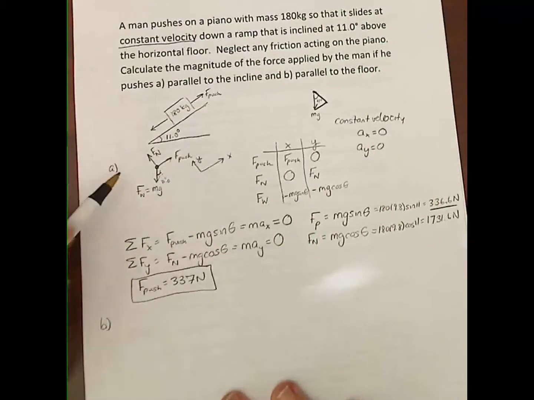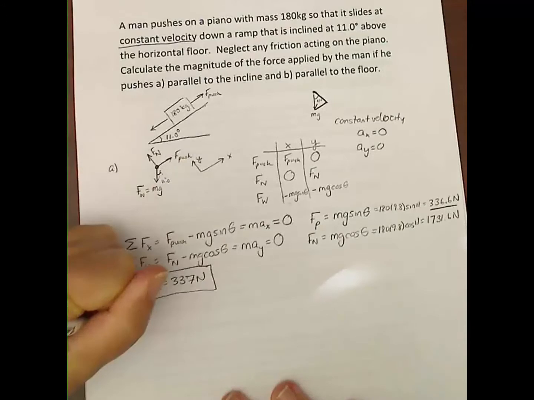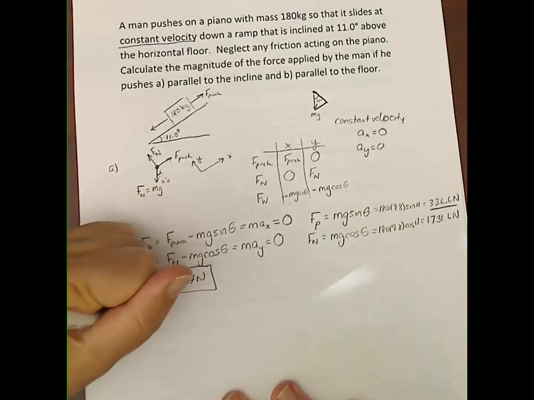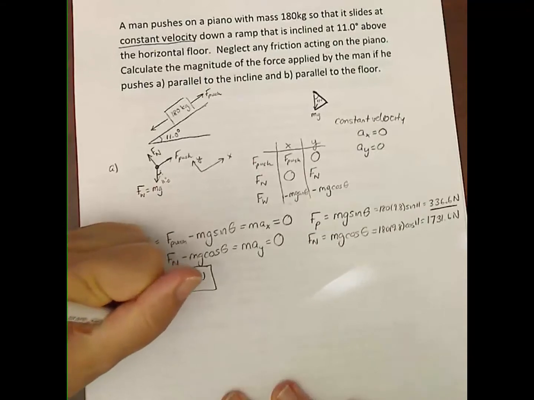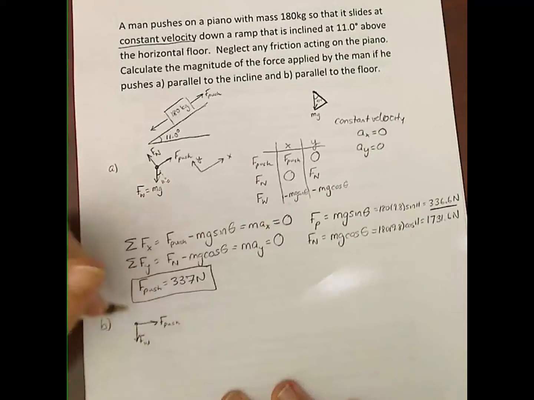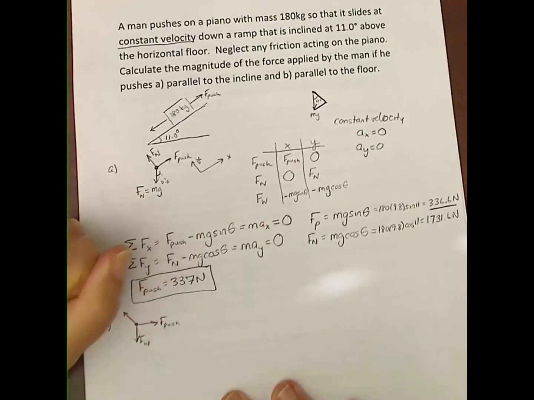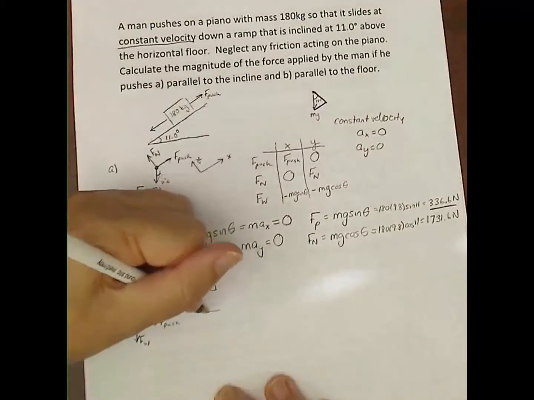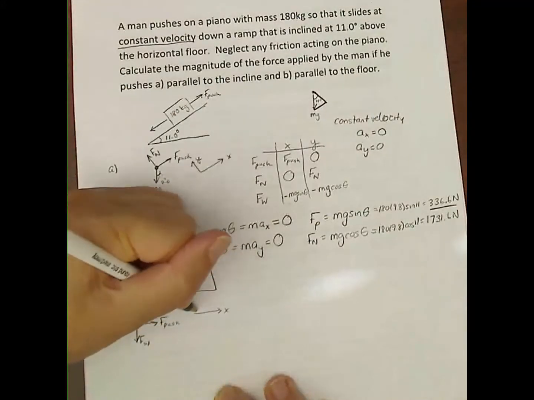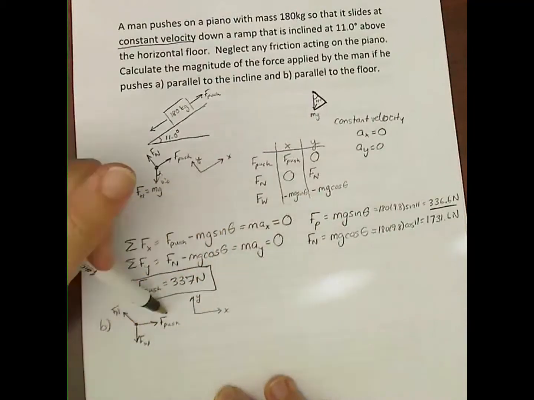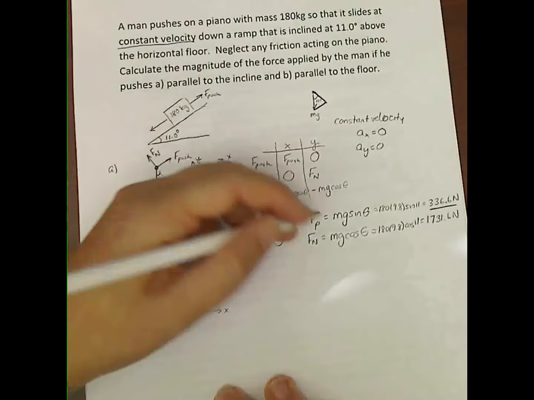All right, part B, now I've got my force that's applied parallel to the floor. So now I've got my force of the push horizontal, I've got my weight vertical, and I've got my normal force. The normal force is always perpendicular to the ramp, so that's still going at an angle. So now this time I'm going to make my x-axis horizontal and my y-axis vertical, again so that I only need to find components of one of the vectors.